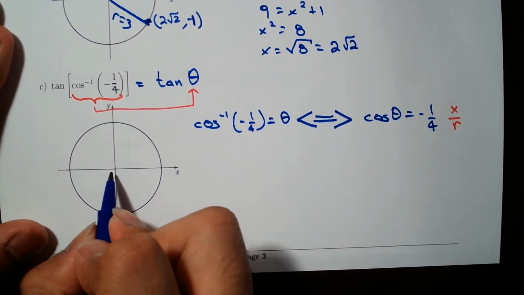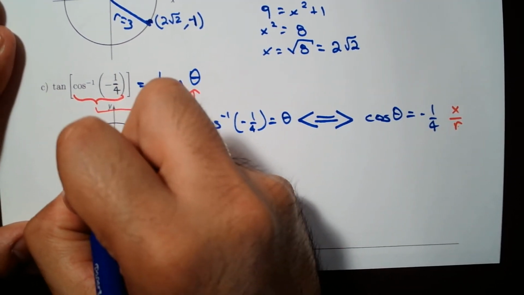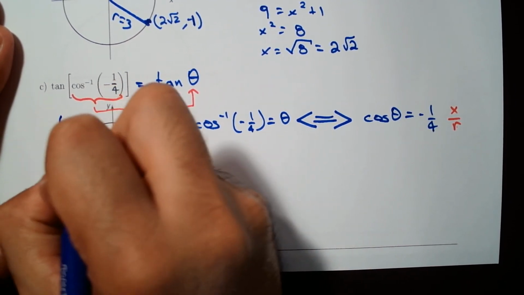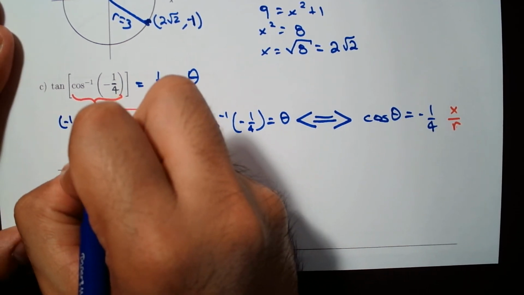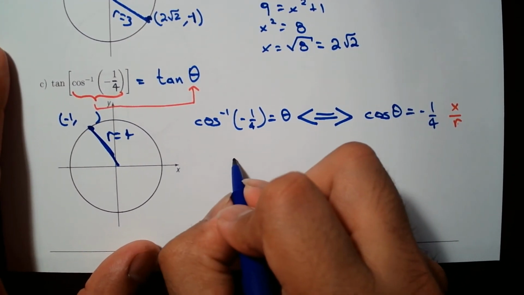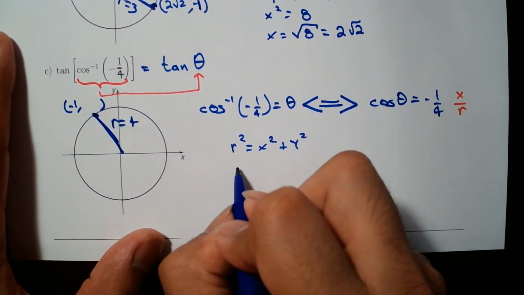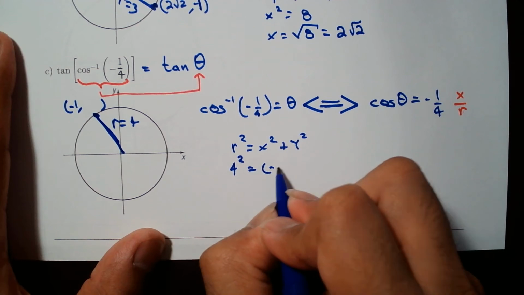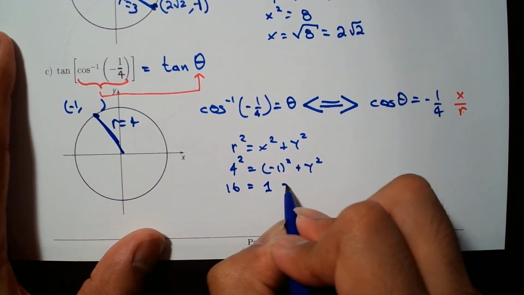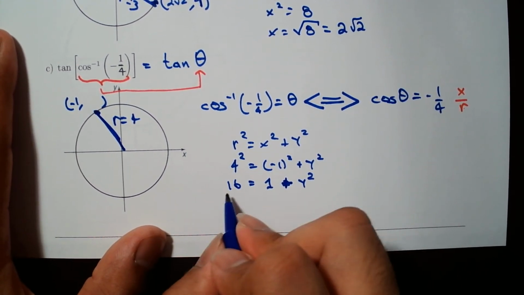So I'm going to go to a point in which x is -1 and y we don't know, but the radius is 4. So I'm going to have the point -1 comma something. Okay, we'll figure out the something in a minute. So r squared equals x squared plus y squared. Now we need to figure out the y. So r squared equals 4 squared and then -1 squared. 16, 1, y squared. I'm going to subtract 1 from both sides to get 15.